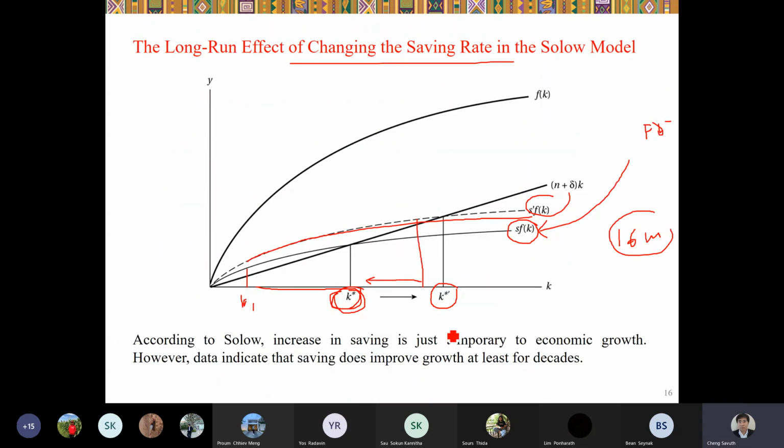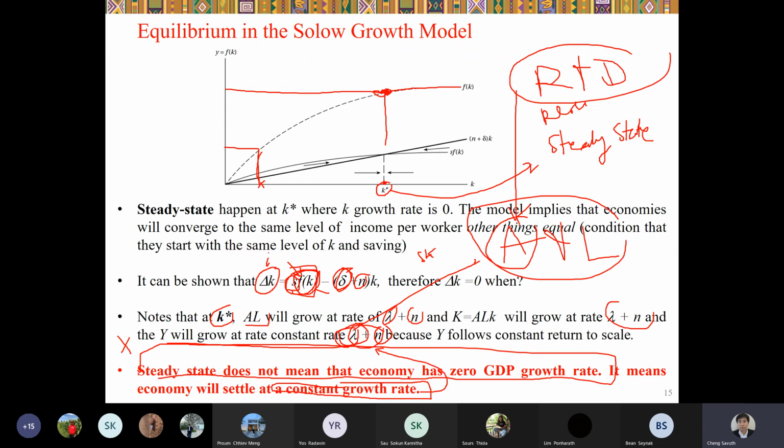So I hope you get the ideas of the Solow growth model, and I'd like to pause here and welcome your questions.